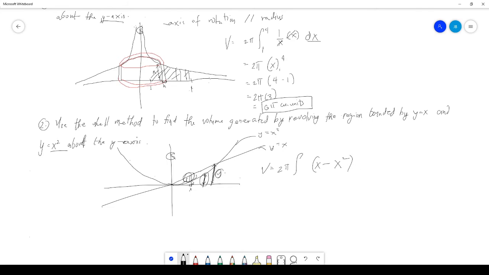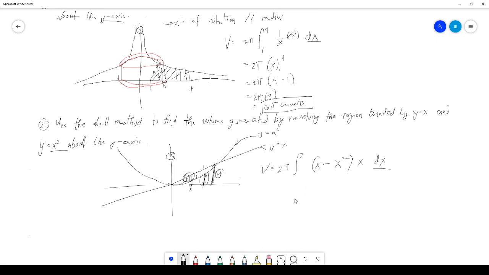And then our height, which is the x. That's our shell height. Then dx. Since the strip is vertical, then that's dx. Again, parallel, then that's our radius.